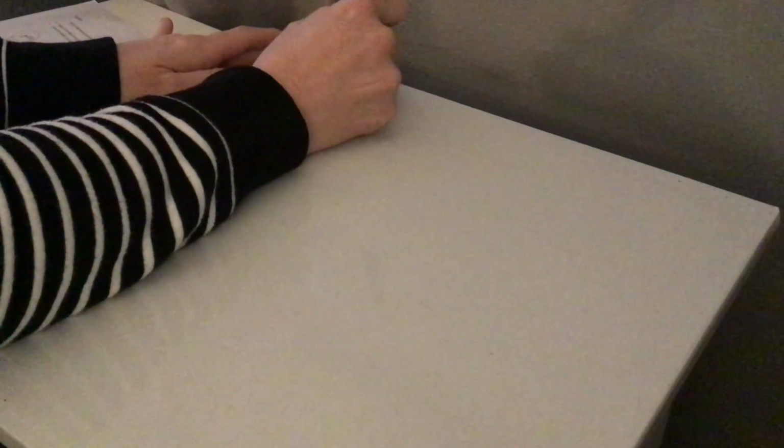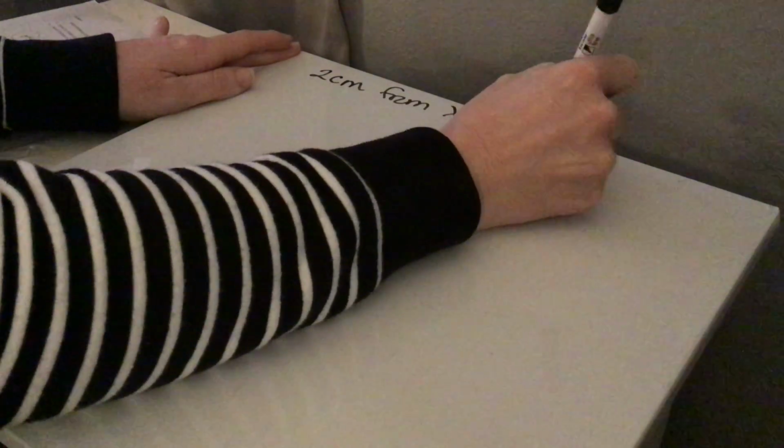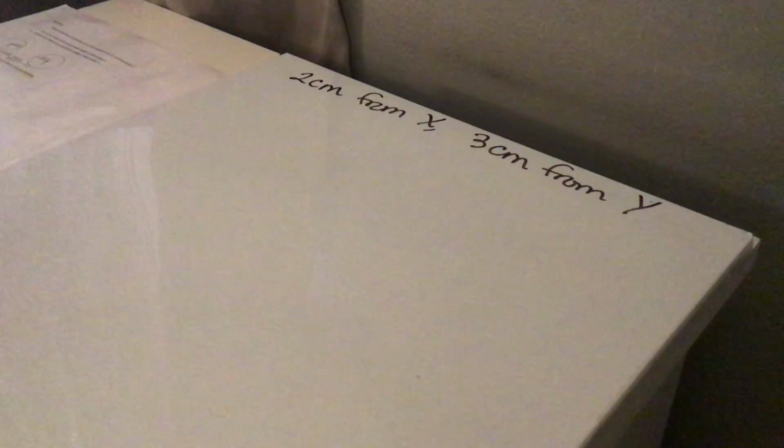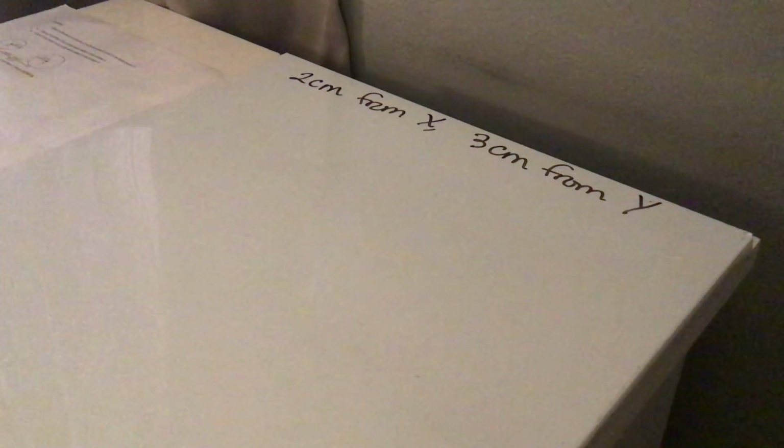All right. The second one is saying to find the locus of points that are 2 centimeters from point X and 3 centimeters from point Y. Okay. So what you're given is you're given 2 points. You don't know exactly where those 2 points are, so they could be anywhere.